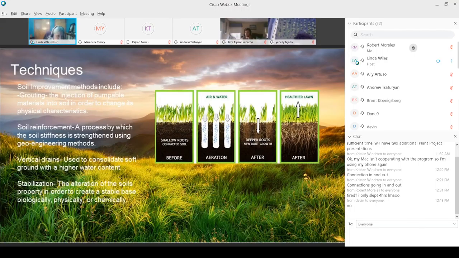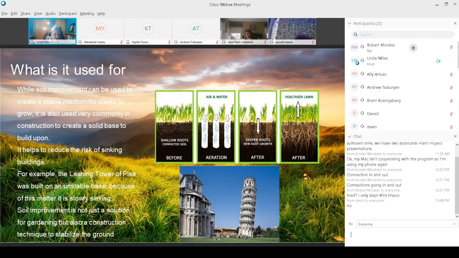Okay, so you have grouting, you have soil reinforcement. You can do soil reinforcement by geoengineering methods. This is often something where you use a geotextile and everything. They do it for stormwater management along waterways. Vertical drains consolidate soft ground with higher water content. Some of these vertical drains are basically pits that they fill with gravel. And then you have stabilization, where you're altering some of the soil's properties in order to create a better overall soil environment. The soil itself is actually an ecosystem in and of itself.